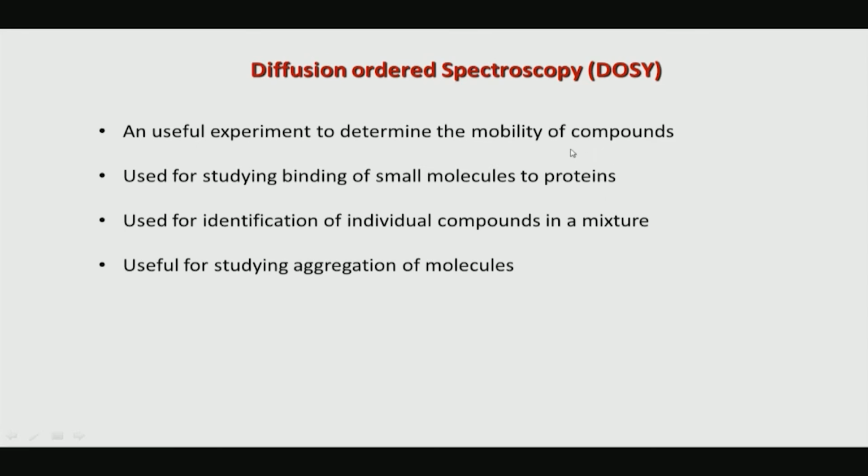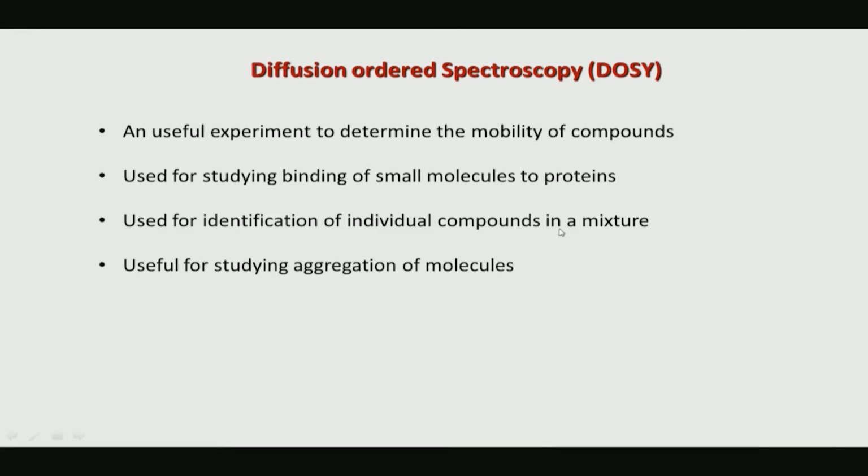Suppose this is a target protein against which you are trying to develop drugs, and you are screening compounds. The one which binds to the protein target strongly will diffuse slowly, and the one which does not bind will diffuse fast. So, by this method you can screen and find out which of the huge number of molecules we have actually bind to the target protein.